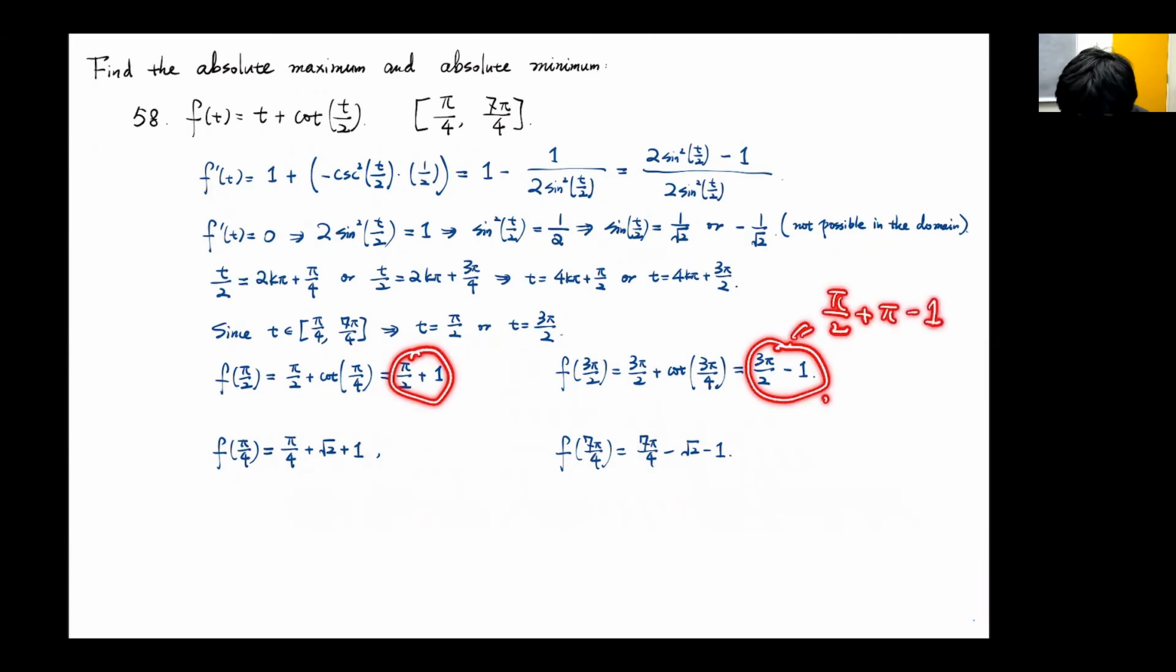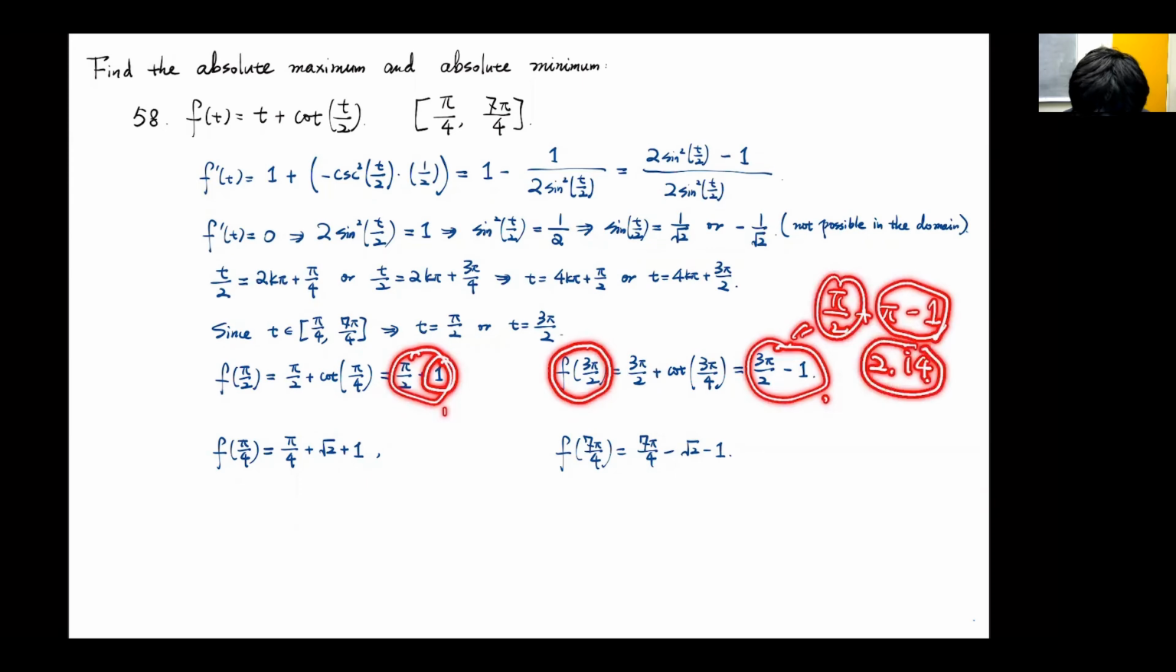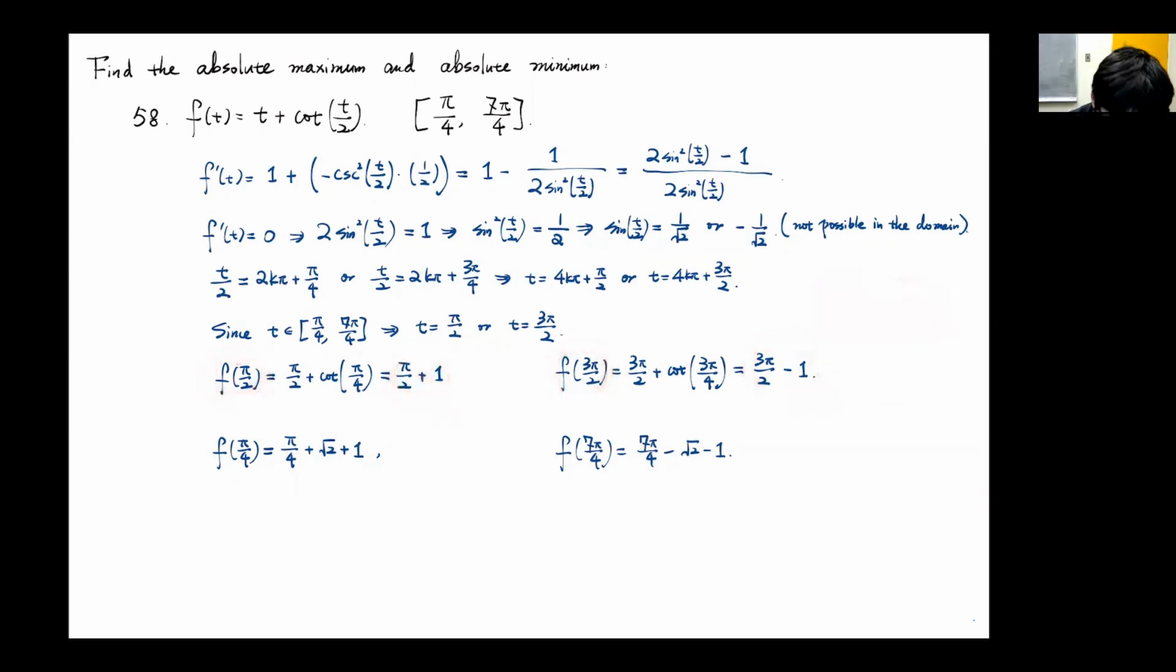All right, so that pi minus 1 is roughly 2.14, because that will be 3.14 minus 1. But then this guy is simply 1. So obviously, you could see that f of 3 pi over 2 is going to be pi over 2 plus a number greater than 1. That will be greater than f of pi over 2. So we get the first relation, namely f of pi over 2 will be smaller than f of 3 pi over 2.